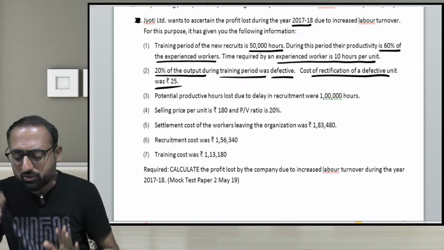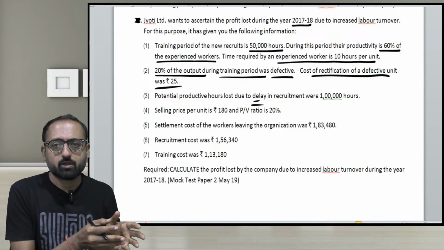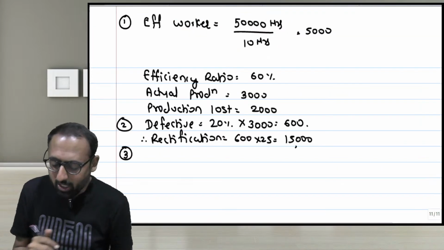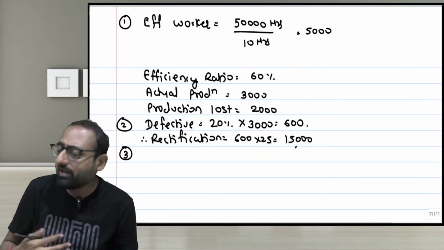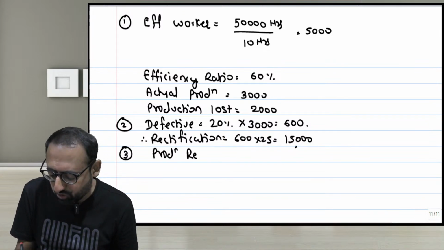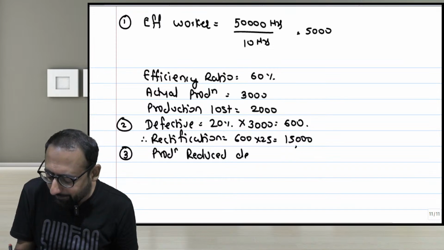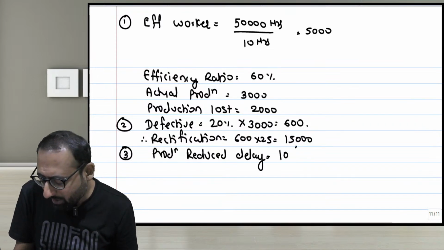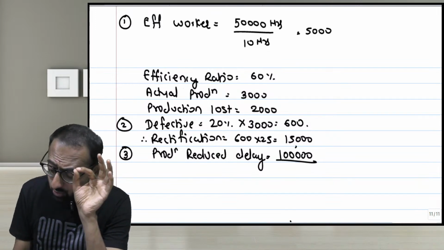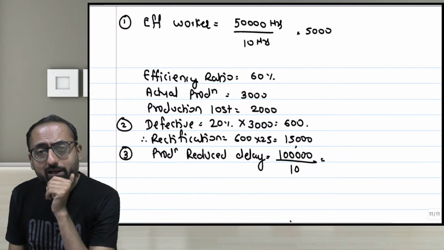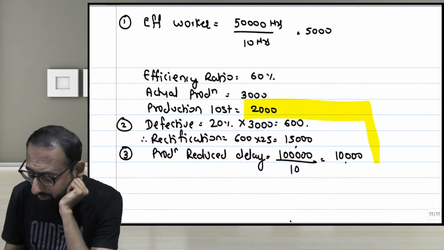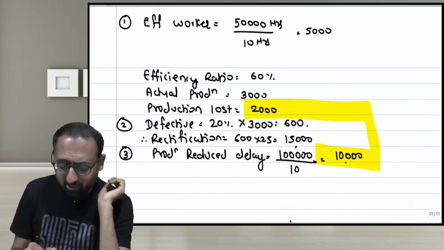Potential productive hours lost due to delay. Sir, like in the previous question, 1 lakh hours is lost due to delay. If 1 lakh hours is lost due to delay in refilling the vacancies, the production will get reduced because of the delay. Guys, how was the 1 lakh hours there? One worker required 10 hours to produce 1 unit. 1 lakh divided by 10, so 10,000 production lost. Along with here 2,000 production lost. So total production loss will be 12,000.